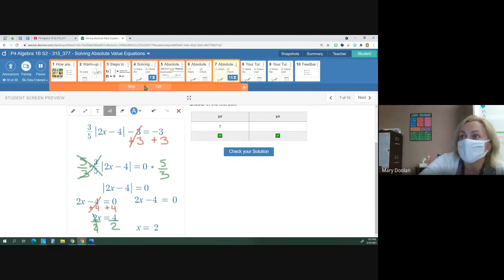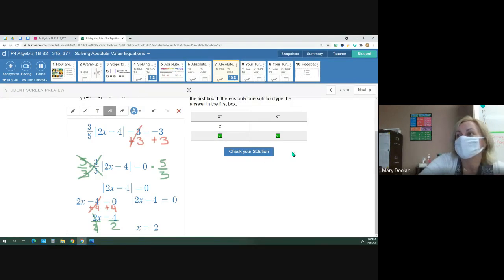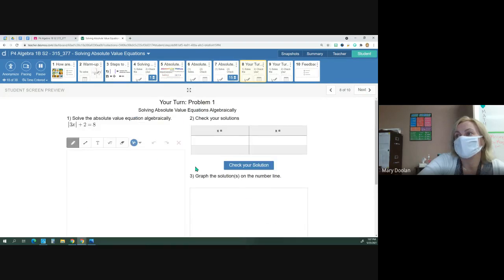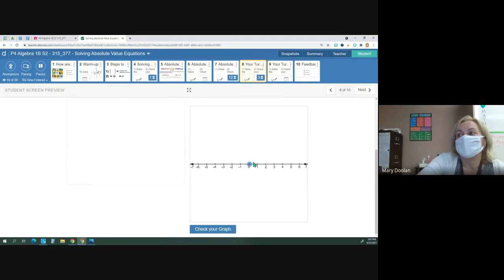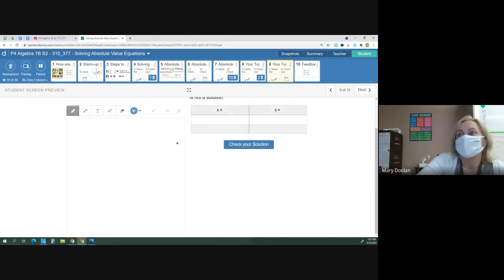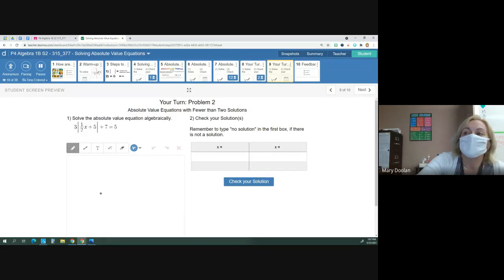Okay, so I'm going to turn off all the pacing, so you're not restricted on what slide you're on. The next 2 slides, slide 8, you're going to solve this absolute value equation algebraically. You're going to show your work here. Then you would put your solutions here that you get and graph them on this number line like we did earlier. And for 9, you're going to solve this one here.